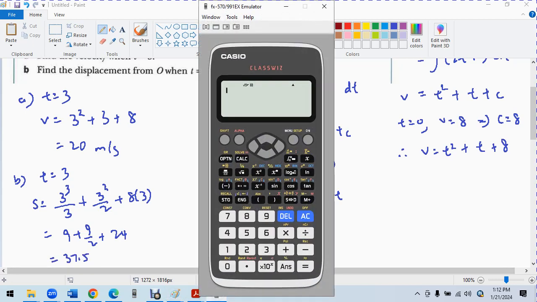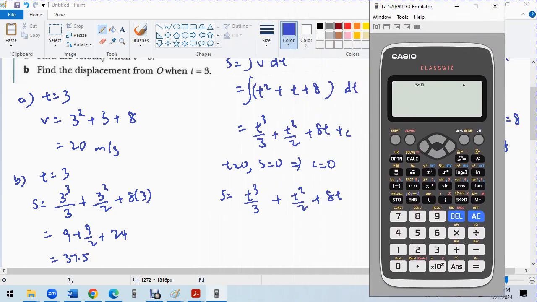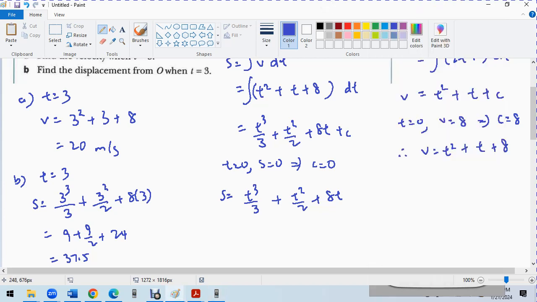Okay, so we have this one, t cubed over 3 plus t squared over 2 plus 8t. When t equals 3, then it is 37.5. Yes. Okay.